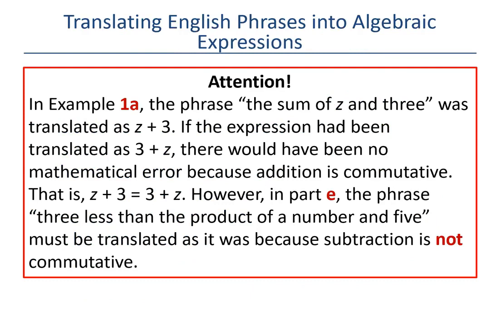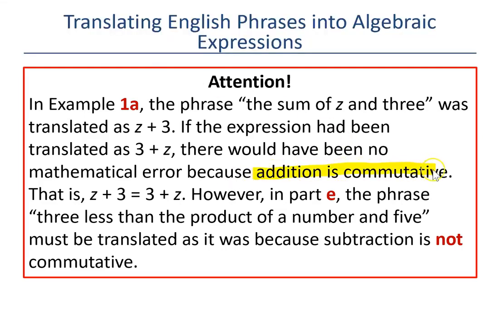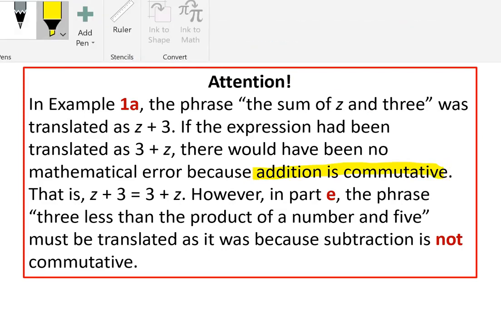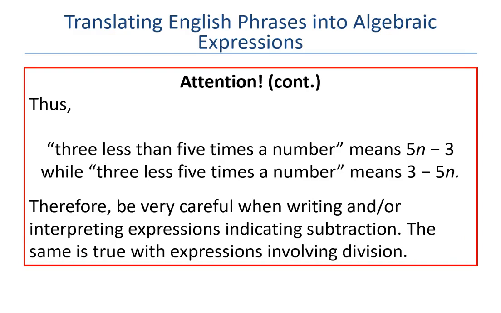Attention, in example 1a, the phrase the sum of z and 3 was translated to z plus 3. If the expression had been translated 3 plus z, there would have been no mathematical error because addition is commutative. Remember, commutative means a plus b equals b plus a. Let's continue on. It does not work the same for other operations, so just be really, really careful doing something like that.